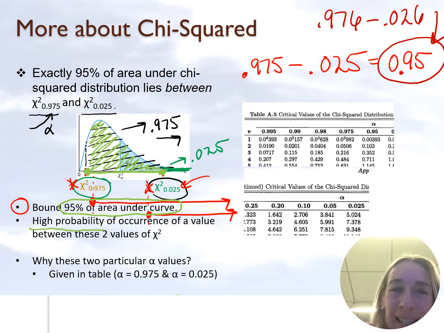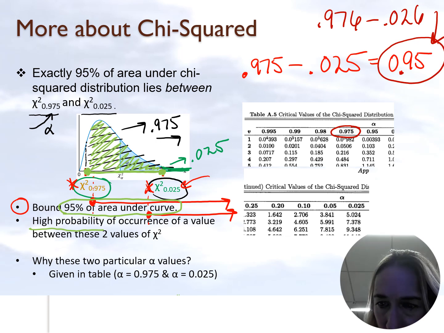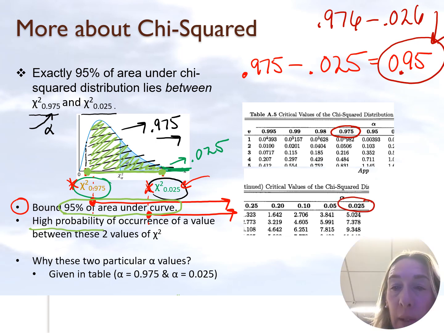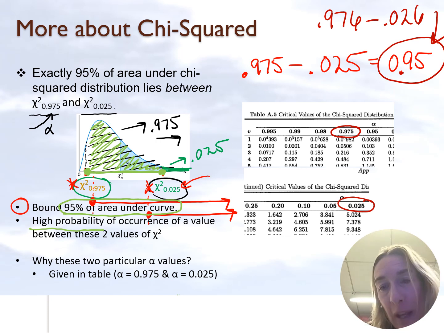Well, the reason is because those two alpha values are shown in the table. Right there and right there. And this is the table. We're going to talk about this next on the next slide. This is the table of chi-square critical values and alpha values, which is set up just like the table for T. Okay, so those two particular values of alpha are in the table.